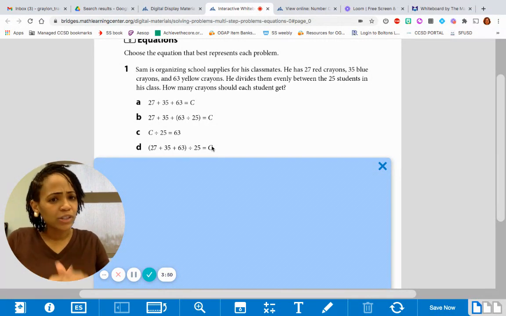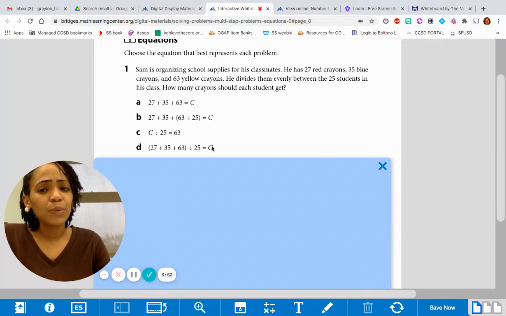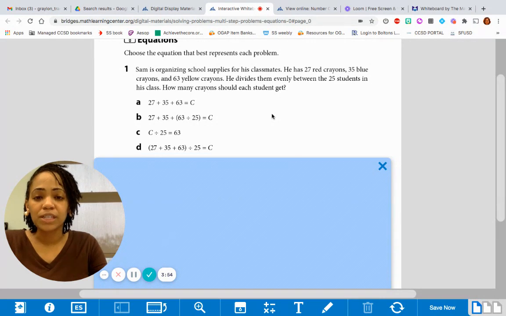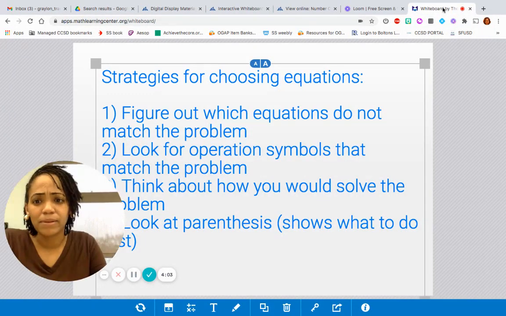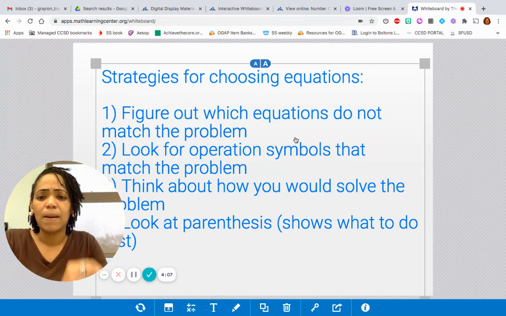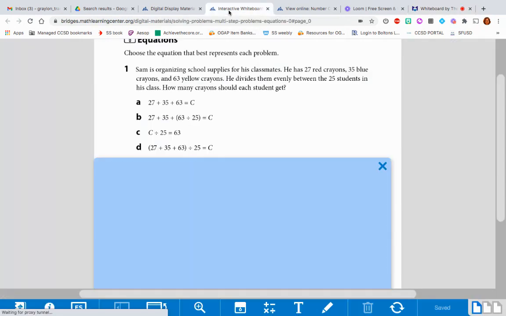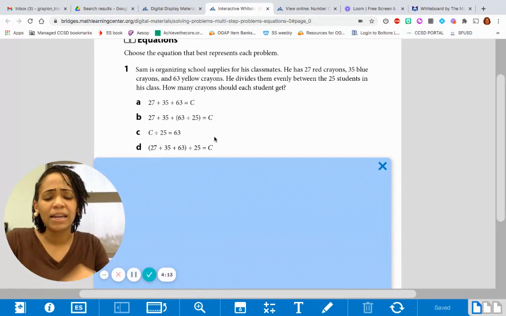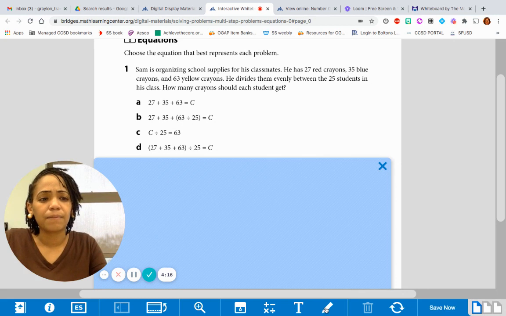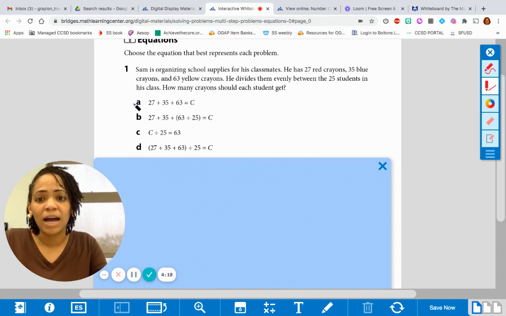So the first thing that we should do when we're trying to determine which equation is the right equation is we should probably look for the equations that we know for sure don't match the problem. So that is the first step. Figure out which equation does not match the problem. So let's do that. If we know it's 2 steps, we know we're adding and dividing, can it be A? No, I'm going to cross it out. It's a really good test-taking skill.